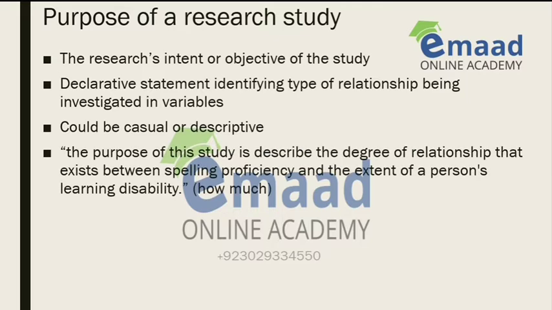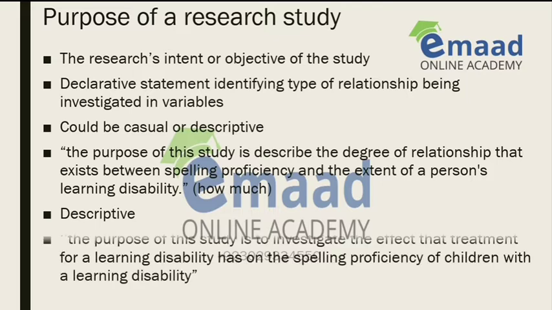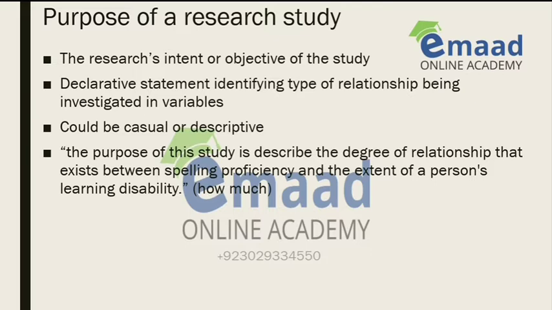So here the first one is an example of descriptive. So here is the purpose of a research. The purpose of this study is to describe the degree of relationship that exists between spelling proficiency and the extent of a person's learning disability. So how a person's learning disability affects his spelling proficiency, which type of relationship is there, how much relationship is there, it is described in this form of descriptive.